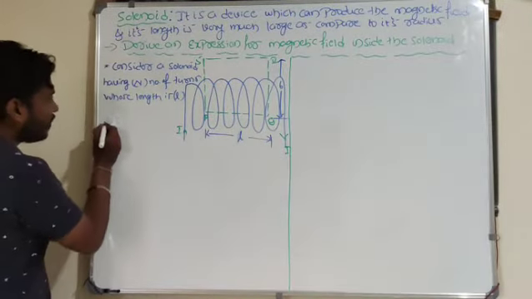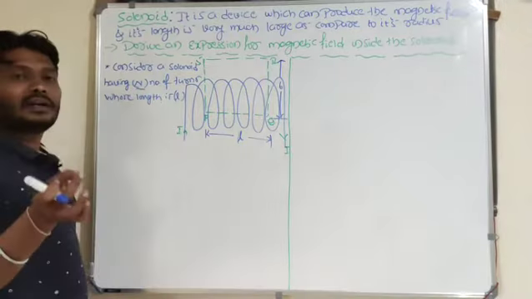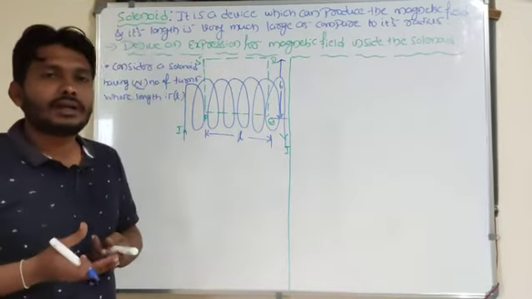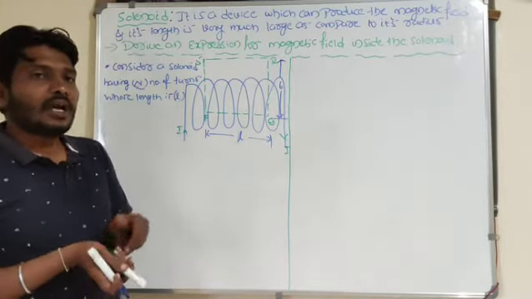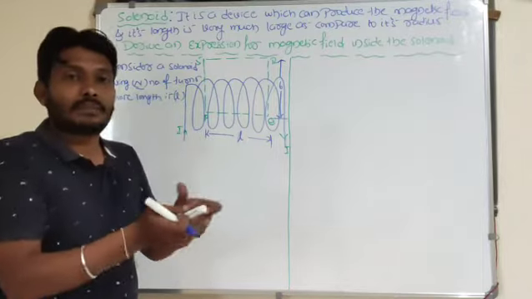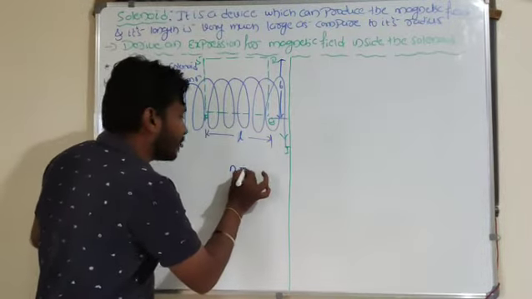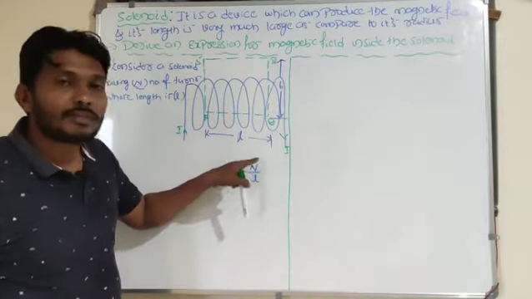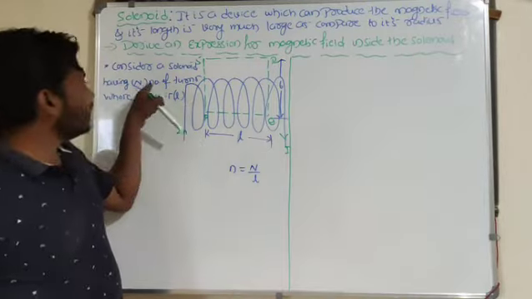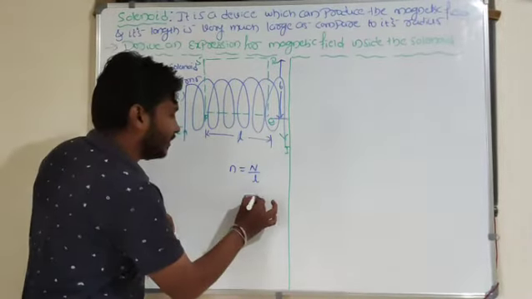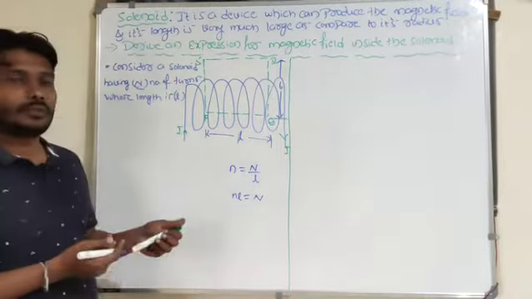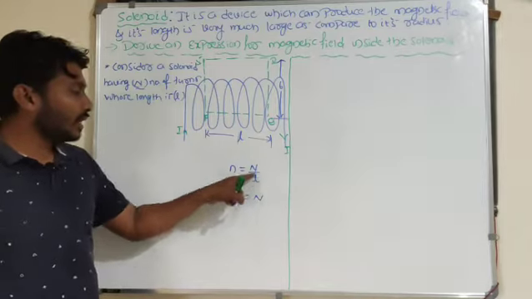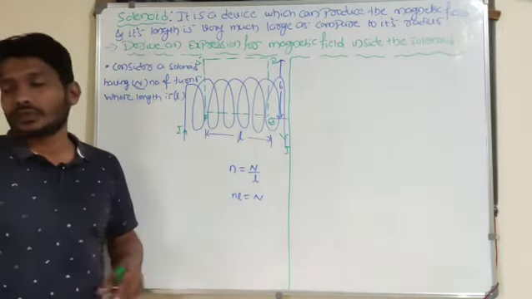Now, capital N represents the number of turns. Then what is the number of turns per unit length? It means in 1 meter length, how many turns are present. So that is N by L, where small n represents the number of turns per unit length, and capital N represents the number of turns. Small n indicates turns per unit length, and capital N indicates the number of turns.